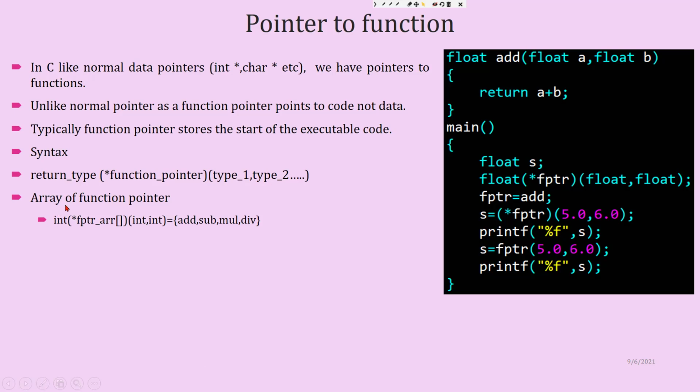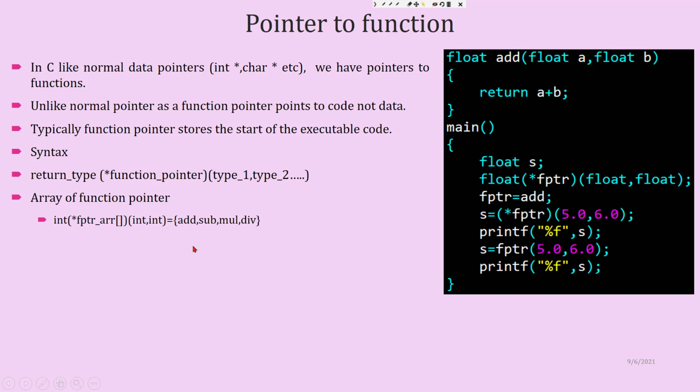Next is array of function pointer. Array of function pointer means it is an array of pointers. Array of pointers means that array will contain some address values. Here also I have an array. That array will contain addresses of some functions. So it will be clear when we do the example.